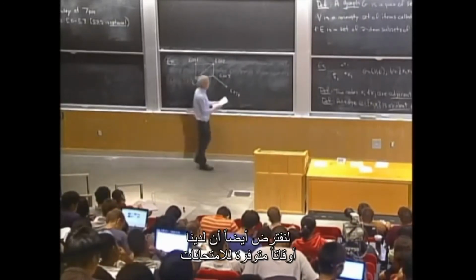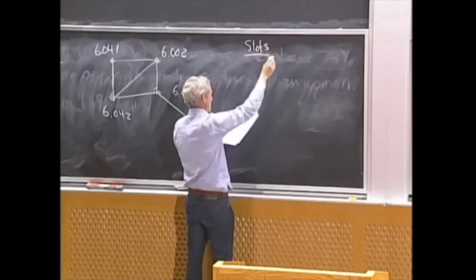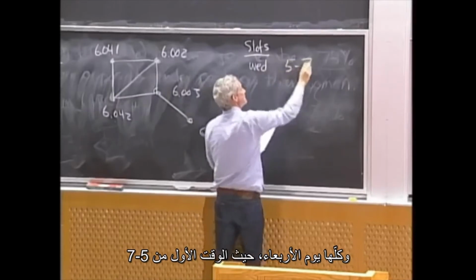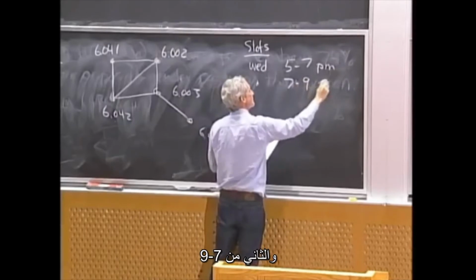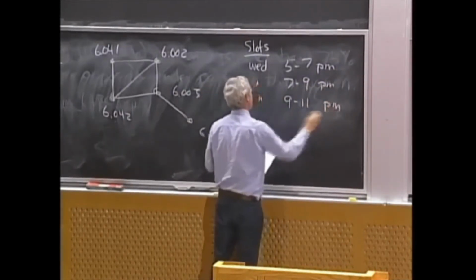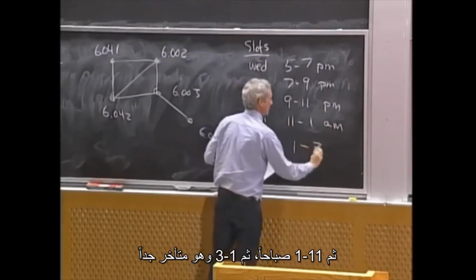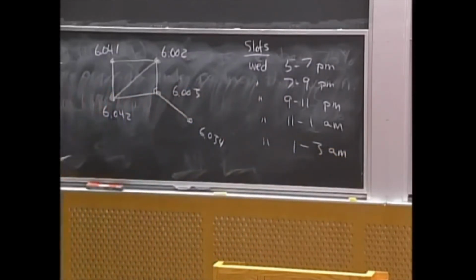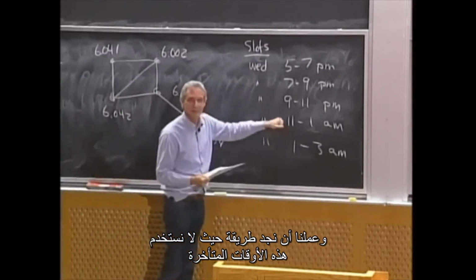Now let's also suppose we have a set of slots for the exam. And say they're all on a Wednesday. And the first slot is Wednesday from 5 to 7. And the next one is 7 to 9. And then the next one is 9 to 11. And then 11 to 1 in the morning. And then 1 to 3. Getting pretty late. And your job is to figure out how not to have to use these later exam slots.